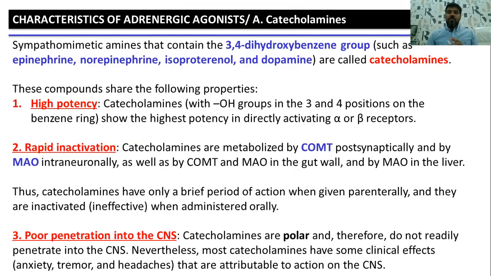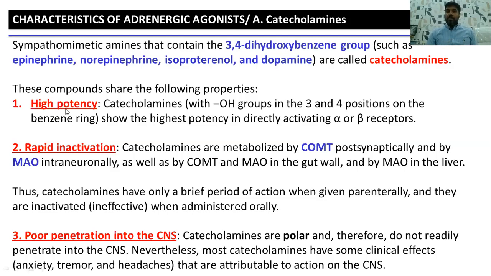So these are the catecholamines. We have epinephrine, norepinephrine, isoproterenol, and dopamine. So what are the characteristics of these medications? What are the main pharmacological characteristics or criteria of these medications? First of all, these medications have high affinity. So they have high potency.